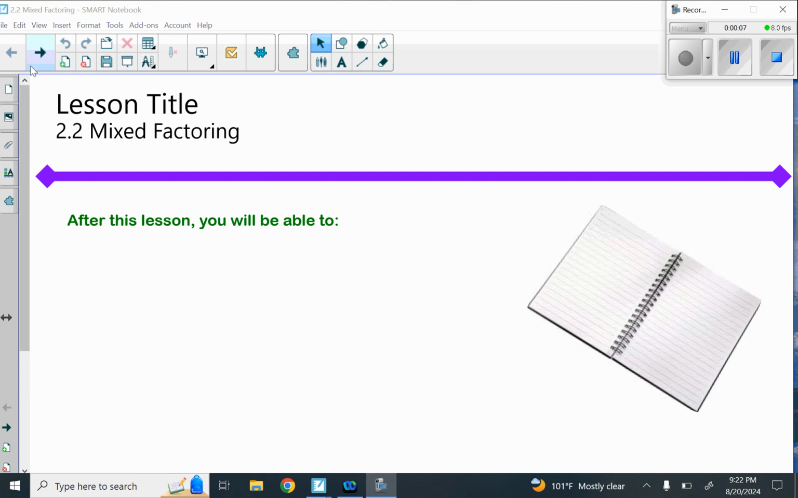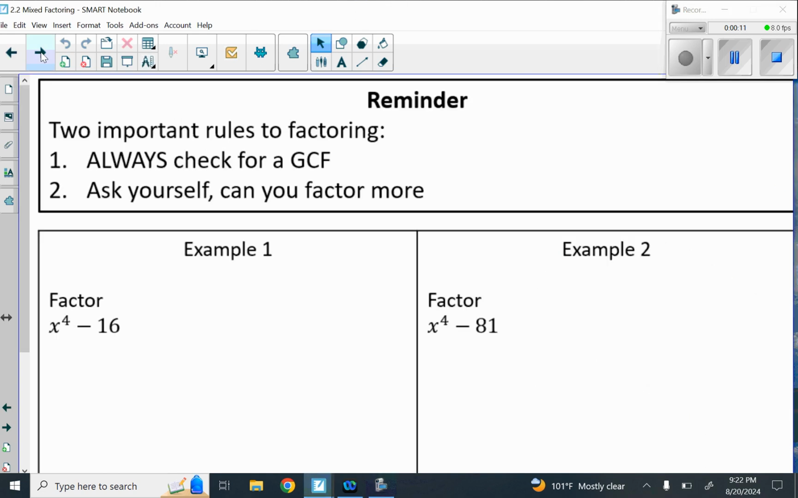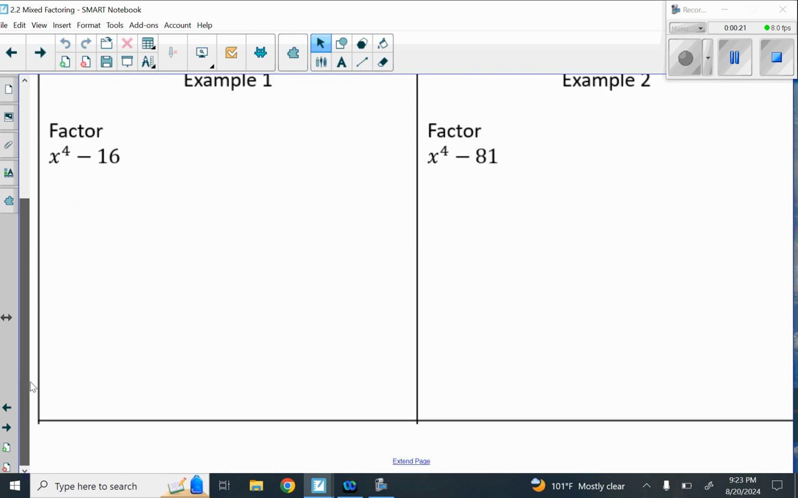We are looking at mixed factoring. So it's really just putting the past two lessons together. Some important rules: always check for a GCF and then ask yourself, can you factor more? So let's look at our first example.